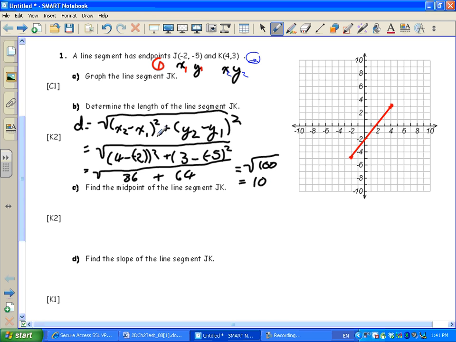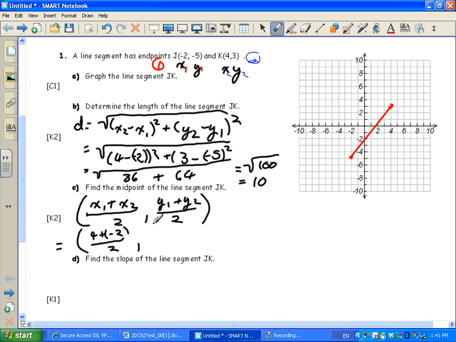Question C, find the midpoint of the line segment. Does anyone remember the formula for midpoint? Fine. Midpoint formula, you take the 2 x coordinates and add them and divide by 2. That gives you the x coordinate. You take the 2 y coordinates, add them, divide by 2. So our 2 x coordinates, we remember from before, were 4 and -2. So let's do 4 plus -2 divided by 2. And our 2 y coordinates were -5 and 3. So -5 plus 3 divided by 2.